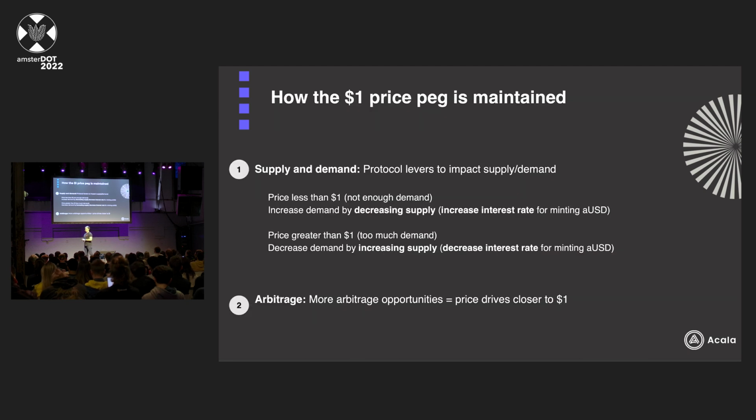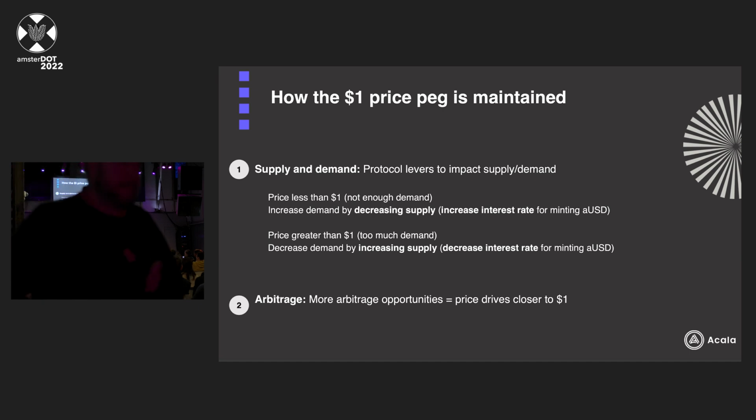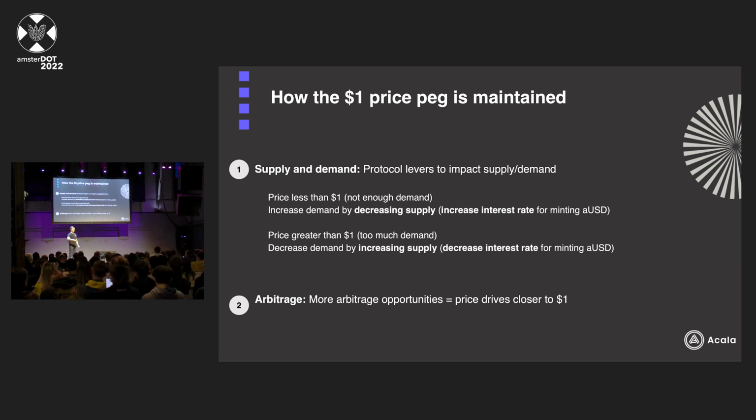This should hopefully help people understand how you maintain the peg of a decentralized stablecoin. It's really two ways, mostly. Supply and demand is one lever that we have to play with. If the price is less than $1, that means not enough people are purchasing it, so the demand is down. How do you increase demand? You can decrease supply by increasing the interest rate to mint the stablecoin. If you increase the interest, fewer people are going to want to mint it. So this is one lever we have to play with on the protocol side.